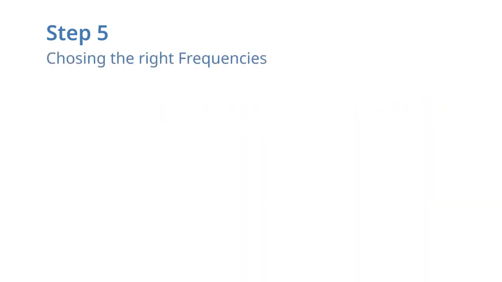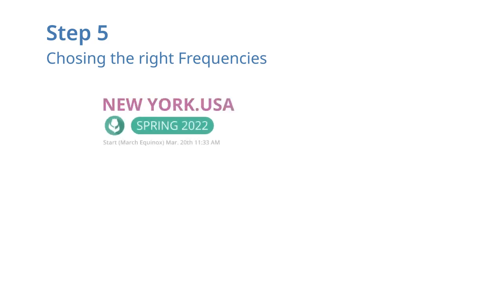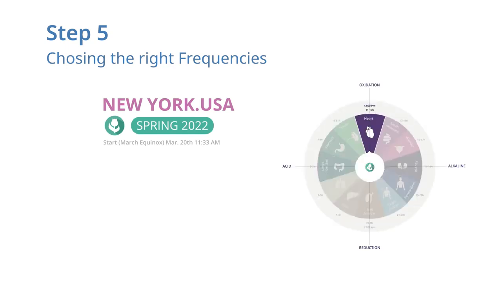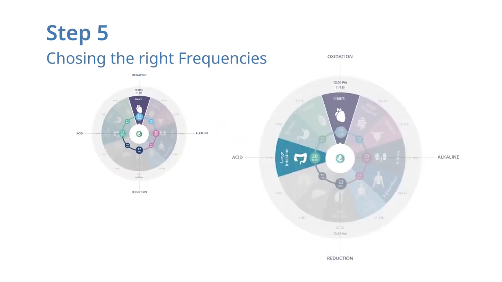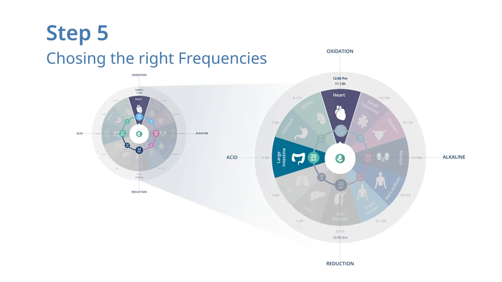Choosing the right frequencies. To calculate the correct frequency program, we use the oxidation reduction diagram with the meridians. First, we have the hour in the daily cycle. Based on the meridians, the heart is the organ that will be most active at 11:30 a.m. On the oxidation reduction chart, let's see where this date is. It is acid and represents the large intestine.